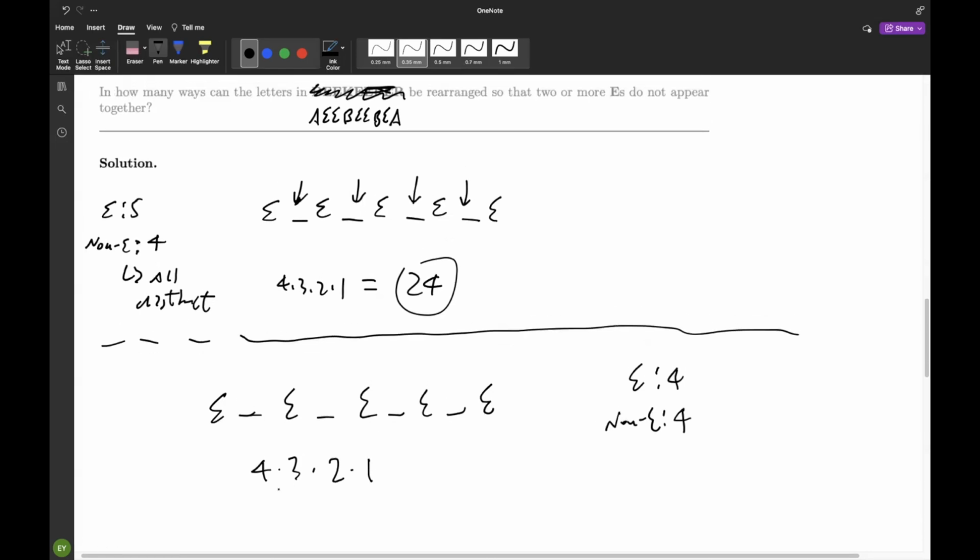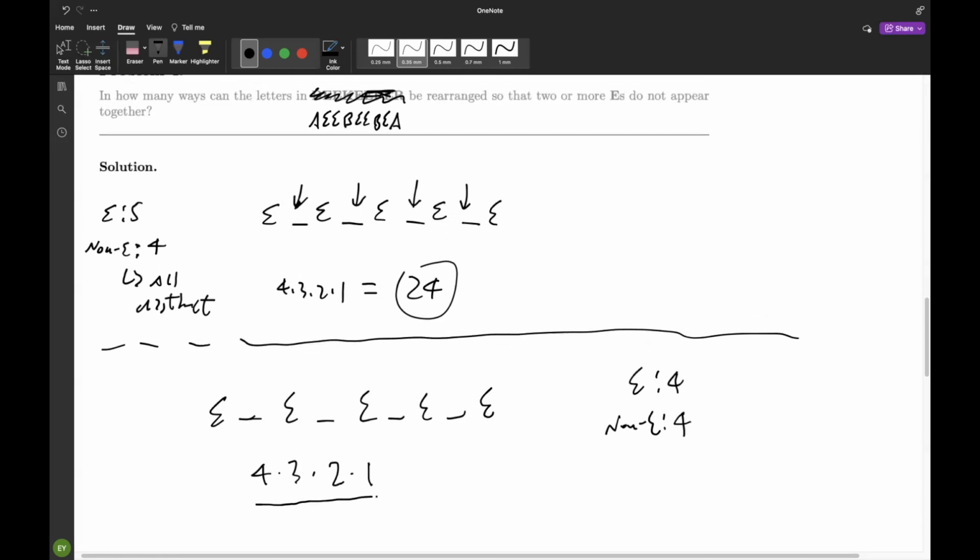However, here is the catch. The catch is that we have 2 A's and 2 B's, right? So we actually have to divide it by 2 times 2. And I will show you why. Here's why. So, okay, we have A, B, B, A.